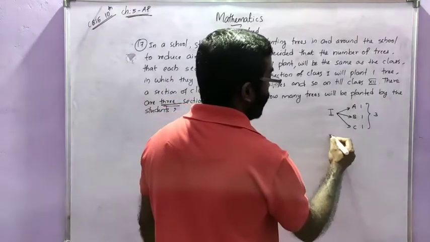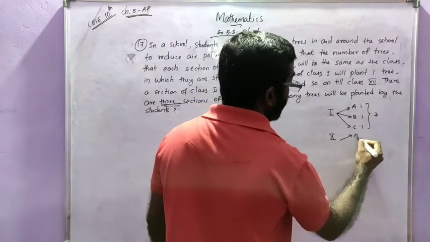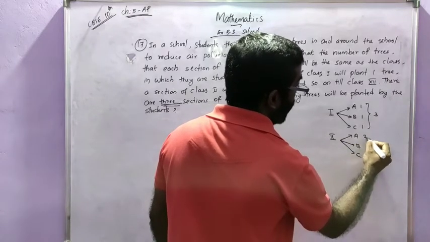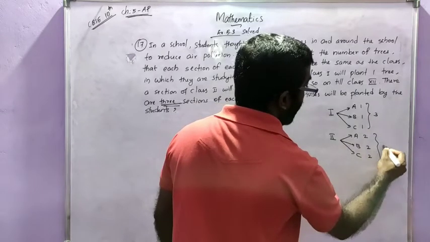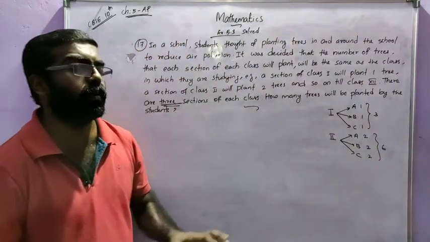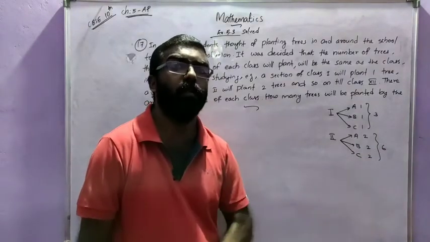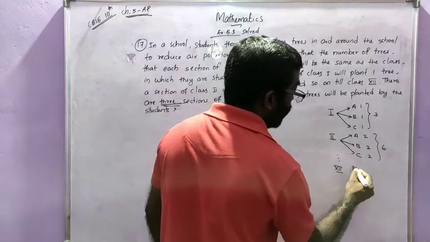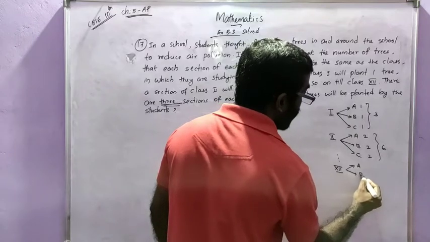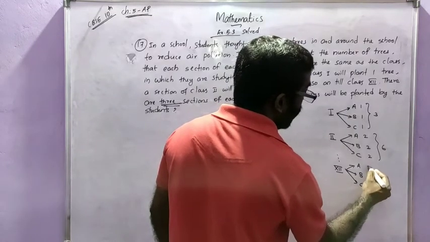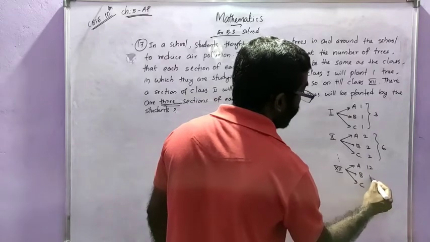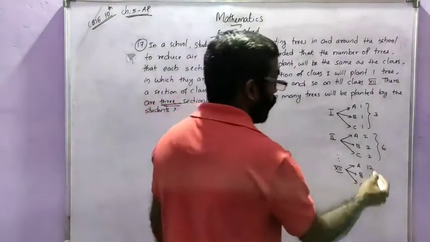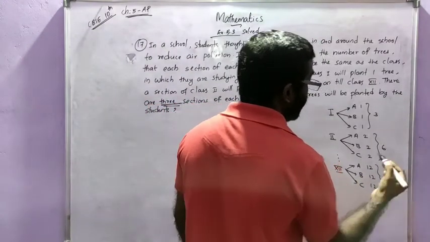And for the second standard, here also 3 divisions or 3 sections, A, B and C. So 2 trees each: 2, 2, 2, and that is 6. So the total number of trees planted by second standard students will be equal to 6. Clear? Similarly, for 12th standard students, there are also 3 divisions A, B, C. So 12, 12, 12. Okay, 12 trees they have to plant. So 12 into 3 is 36.